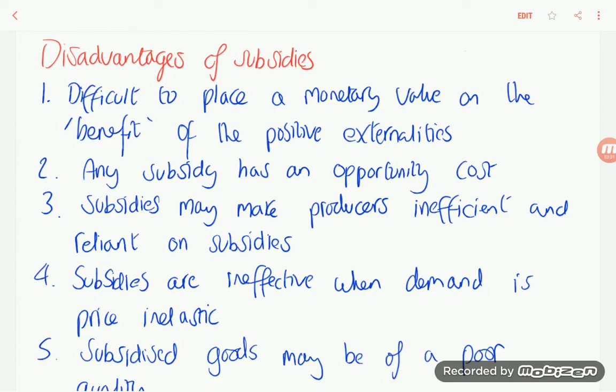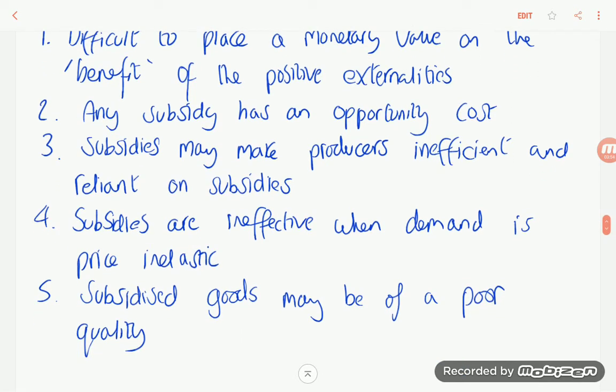Disadvantages to subsidies: it can be difficult to put a monetary value on the benefit of the positive externalities. Any subsidy is an opportunity cost. The money spent on it might be better spent on something else. Subsidies may make producers inefficient and reliant on subsidies. The subsidy means the producers have less incentive to reduce costs or innovate.